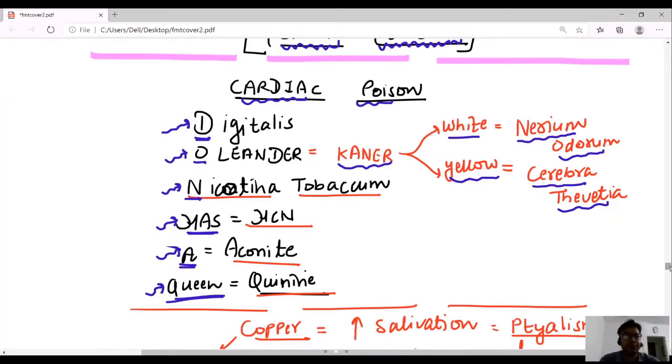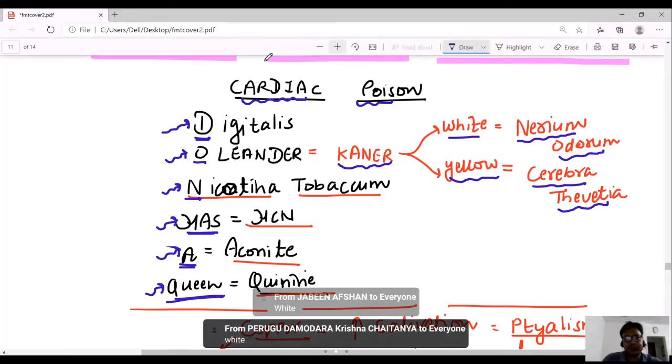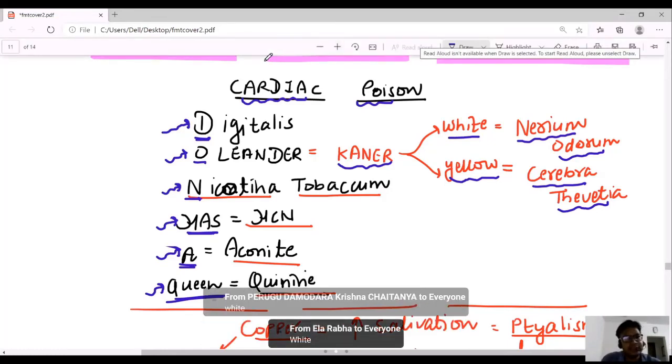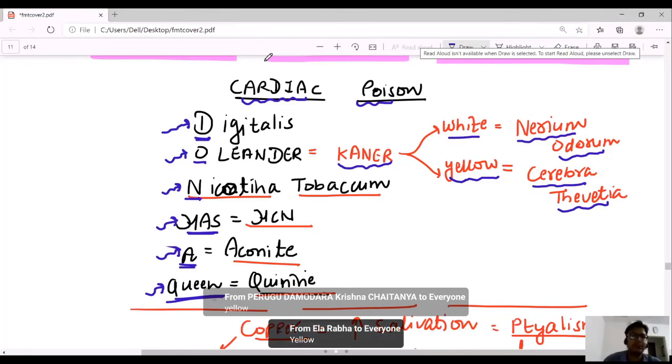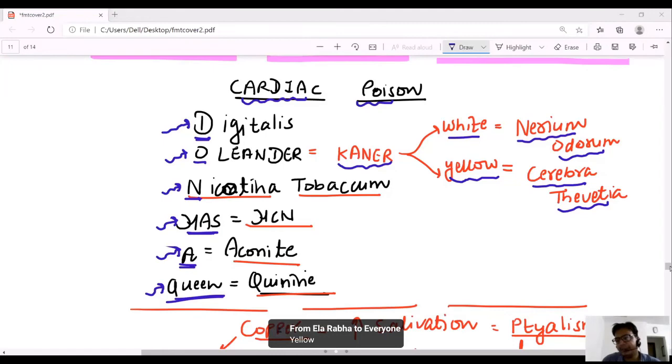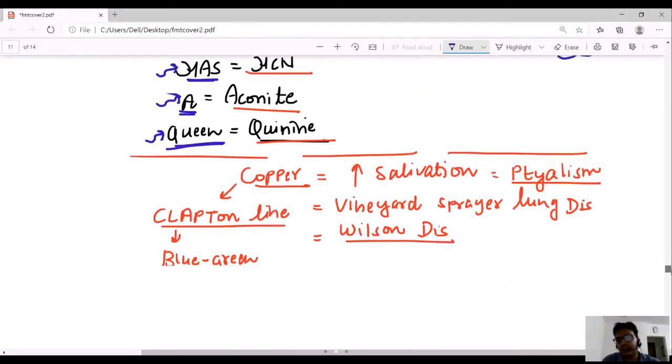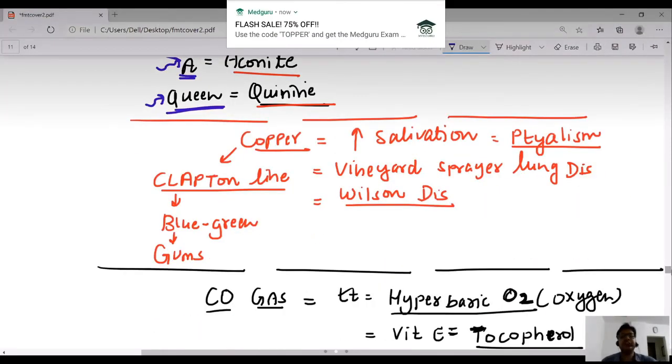Now, I am putting one question. Nerine is a principle of white oleander or yellow oleander? Write down. Yes sir, white oleander. Cerberin is a principle of yellow oleander. This question comes. These toxins are nerine and cerberin.